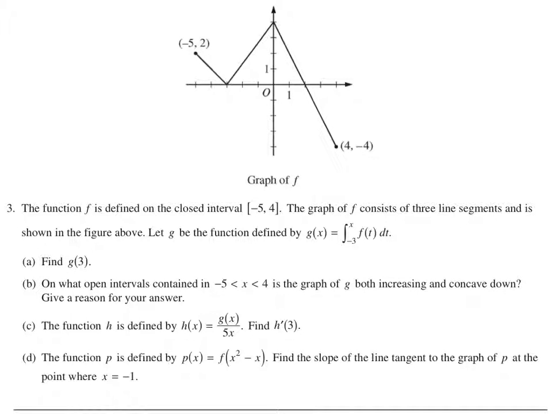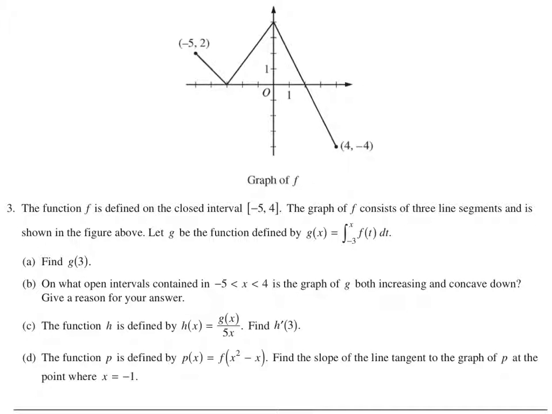All right, this is question number 3 from the 2004 FRQ Calculus AB. The function f is defined from -5 to 4. You can see that right there, closed interval. The graph of f consists of 3 line segments, there's 1, 2, and 3, and is in the figure above. G is a whole new function created by using f. And as you notice, the question has a lot to do with g.